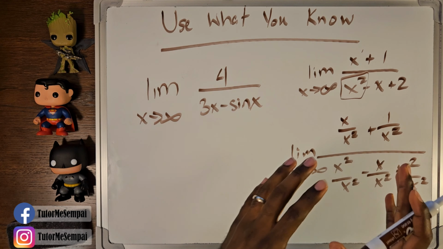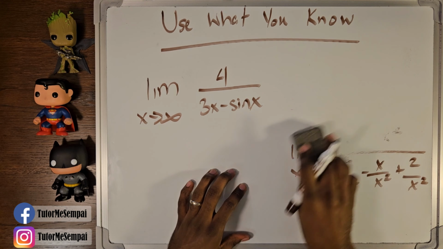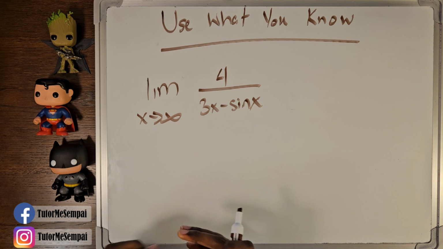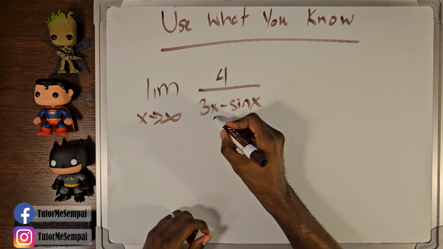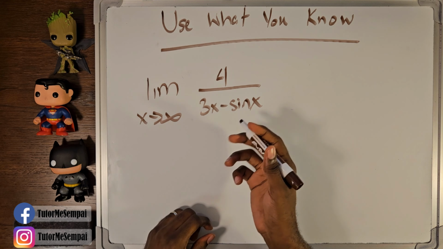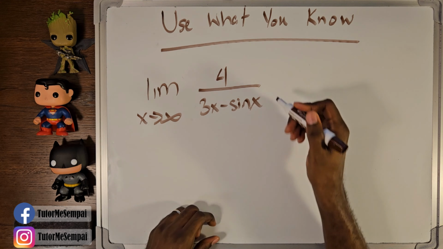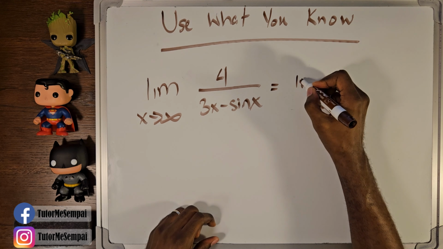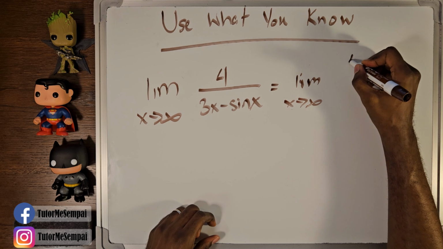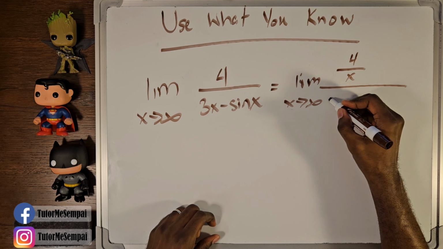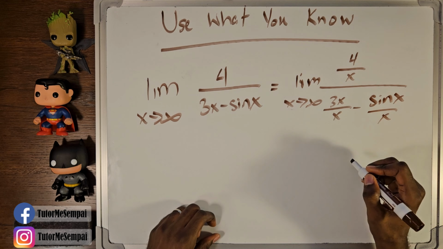We're going to dig this up and use the same method to handle this one. We're going to see that it helps us to find its limit quite easily. So what is the x with the highest power here? It's going to be this 3x. So we're going to divide everything by that x. We have the limit as x goes to infinity of 4 over x, over 3x over x, minus sine x over x.